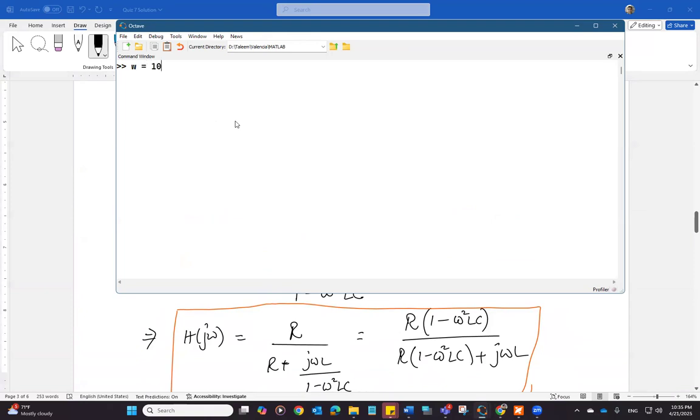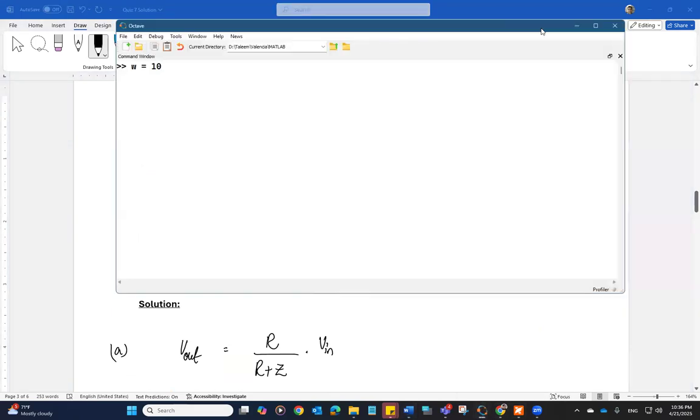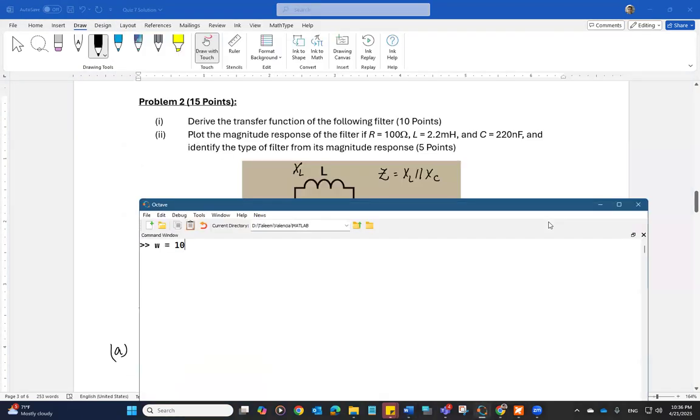So let's go ahead. We started with 10, and then let's see what values are given in the second one. R is equal to 100. I'm going to take those values. So omega, I'm going to define from 10 to 1 exponent 6, let's say. And then I have R is equal to 100, and L is equal to 2.2 exponent negative 3, and C is equal to 220 exponent negative 9.